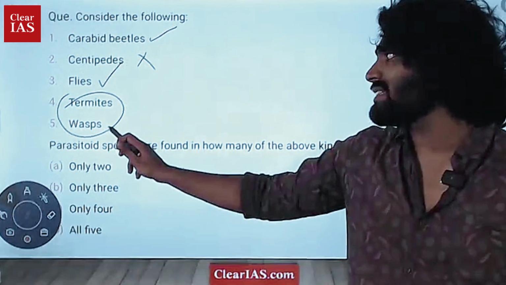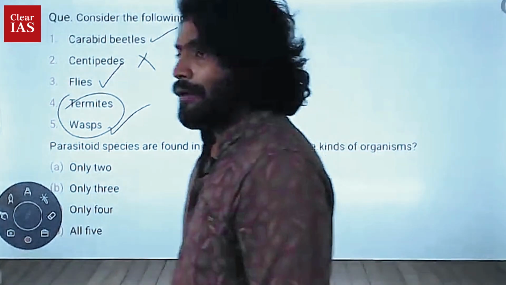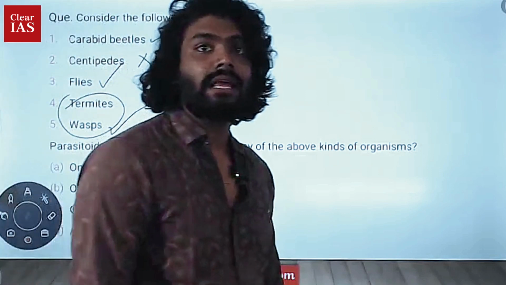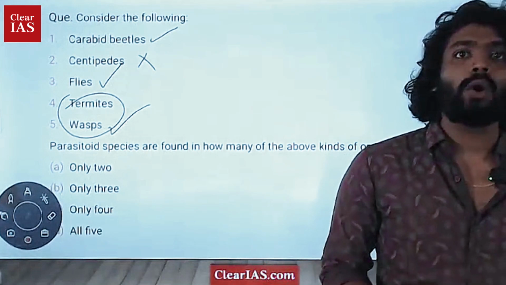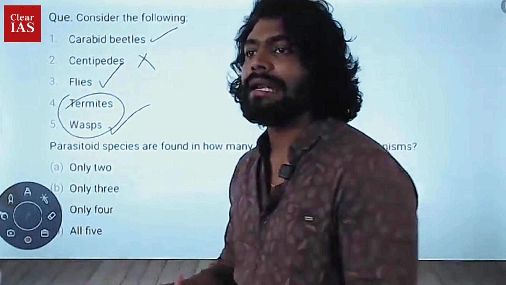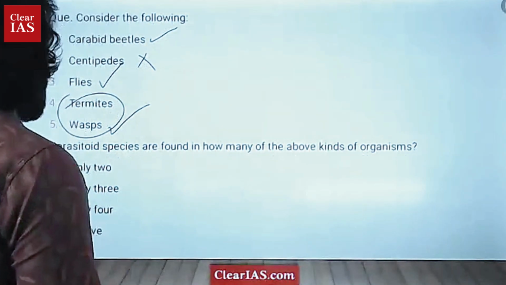And wasp is a classic example of a parasitic organism. Wasps, many kinds of wasps actually lay eggs in the body of other organisms, where the eggs actually grow by absorbing the nutrients from that host animal, eventually leading to the death of that host animal. So wasp is a classic example of a parasitoid organism.